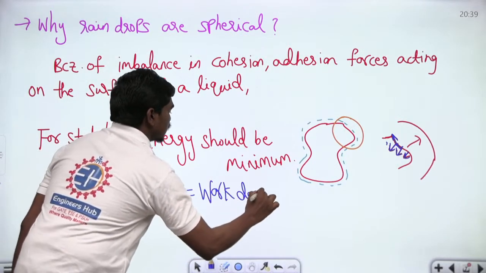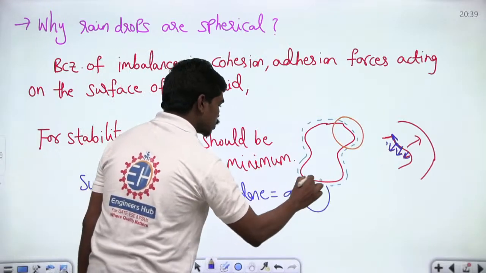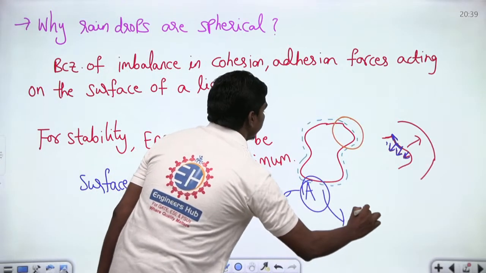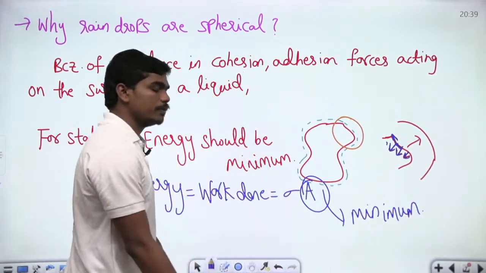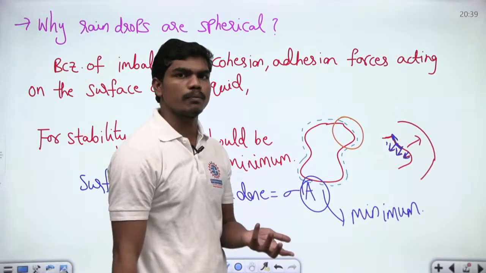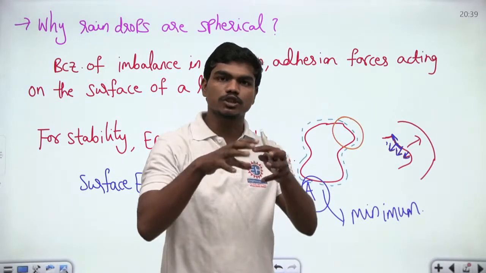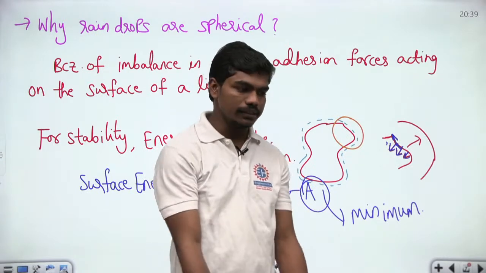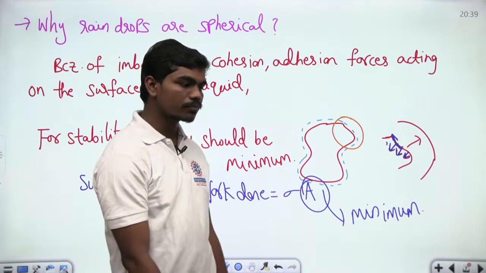And this work done is nothing but sigma into area in this case. So for stability, this A has to be minimum. For any given volume of solid, you also know mathematically that to have the minimum surface area, the solid should take the shape of a sphere. Correct? So these are the main reasons why raindrops are spherical.